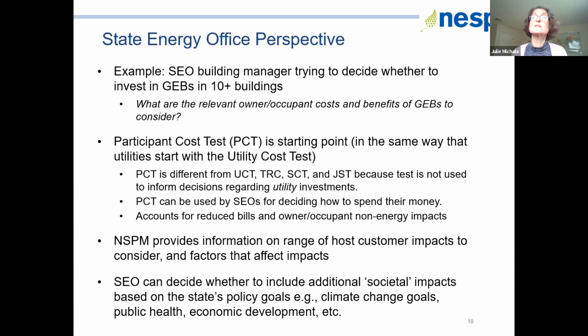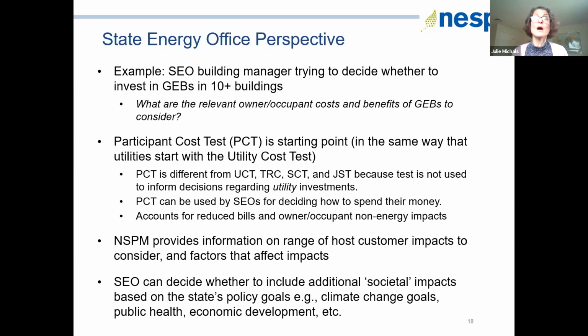One can still use the NSPM to identify the whole range of occupant or host customer impacts. And that approach is what's generally been referred to as using a participant cost test and bringing the participant perspective to that analysis. So the same way the utility starts with a utility cost test, a participant view would start with the participant cost test. Sometimes those are used as a secondary test by utilities, but if this is the situation we're looking at, that could be a good starting point.